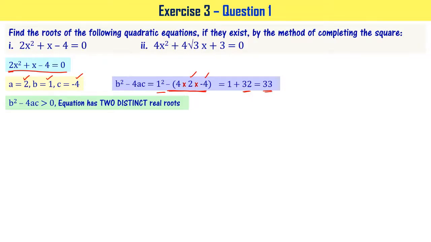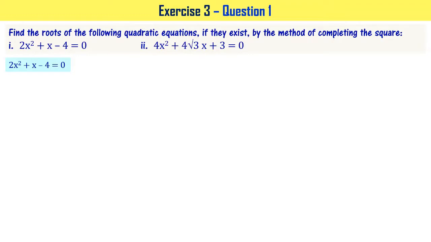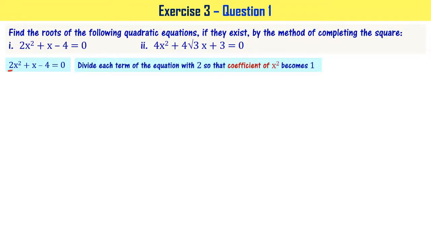Let's find those real roots using completing square method now, right? As you see here, 2 is the coefficient of x square, right? For that reason, what we are going to do is we are going to divide each term of the equation with number 2 so that the coefficient of x square becomes 1. You divide each term with number 2. When you do that, the coefficient of x square is going to become 1, right?